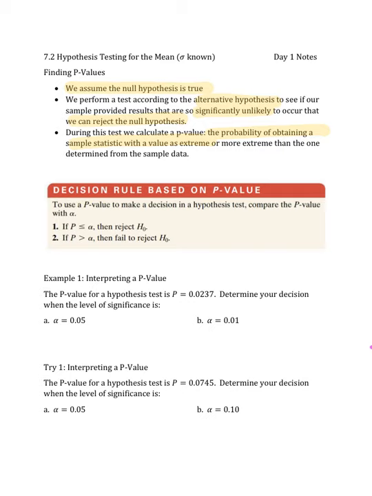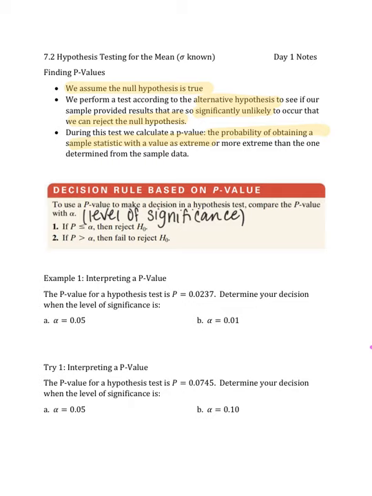So we're not actually jumping into the testing today. We're just going to discuss p-values, and you guys are going to do some examples, and then you'll have some tries on your own. So decision rule based on a p-value. To use a p-value to make a decision in a hypothesis test, you have to first compare the p-value with alpha, or this level of significance. Okay, so remember that the level of significance is that alpha. Okay, so we take our p-value and we're always going to compare it back to that level of significance.